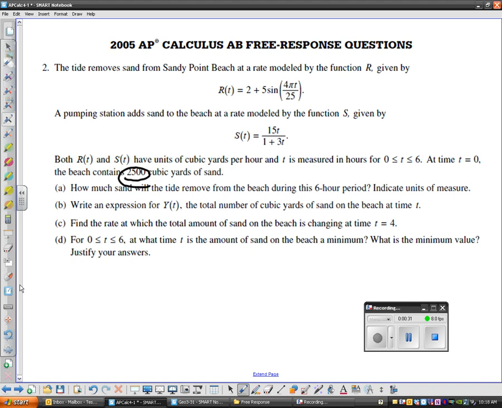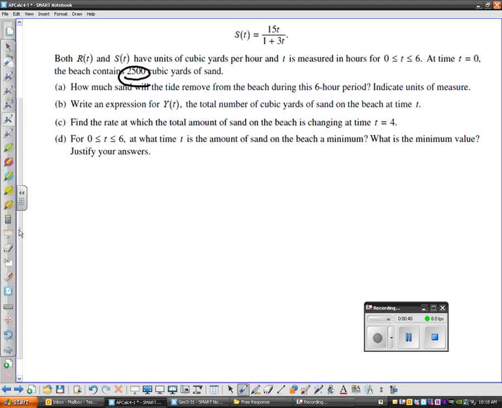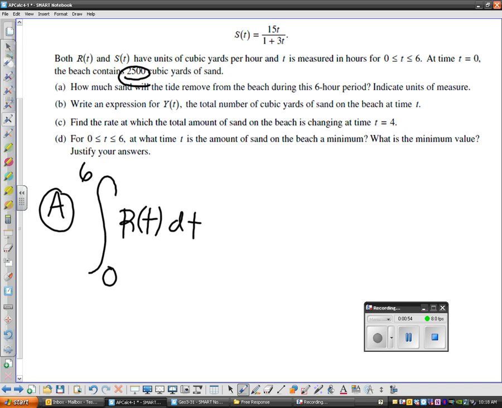So, letter A, how much sand will the tide remove from the beach during the 6-hour period? Indicate units of measure. So all this problem is asking is how much sand will be removed from the beach using just R of t from 0 to 6 hours. So all you have to do is set up an integral from 0 to 6 of R of t dt. And if you plug this in your calculator, you get an answer of 31.816 yards cubed.